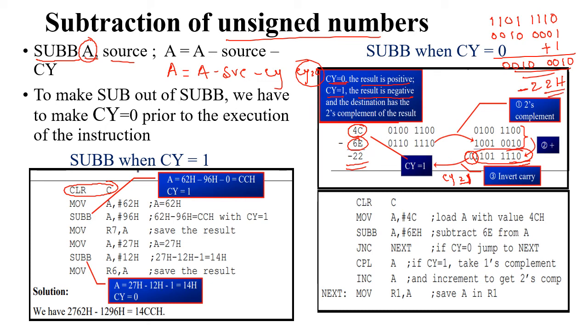This flow is shown in this program here. You need to clear the carry, move A comma 4CH, subtract A comma 6CH, jump if no carry. If the carry is 0, the result is positive. The same result can be moved to some register R1. If there is a carry, the result is negative, and the destination value, that is the accumulator, after subtraction, if the carry is 1, the accumulator will have the 2's complement number.